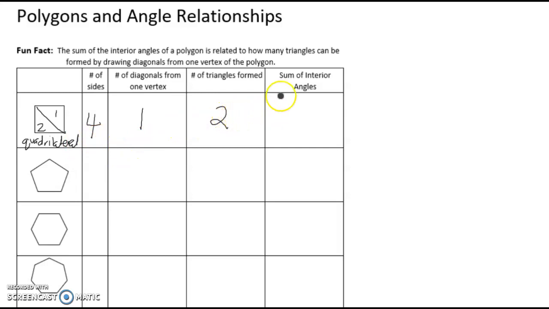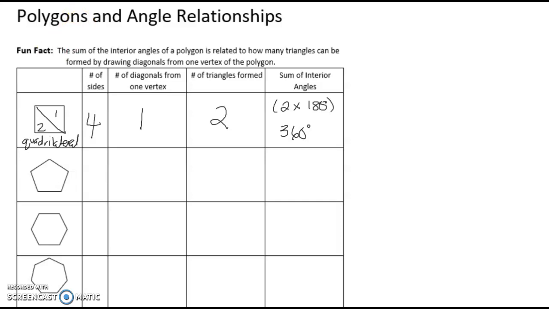Okay, and then sum of interior angles. Well, because we made 2 triangles, we go 2 times. Well, the inside of one triangle is 180 degrees. So if you multiply that together, 2 times 180 degrees gives you 360 degrees.